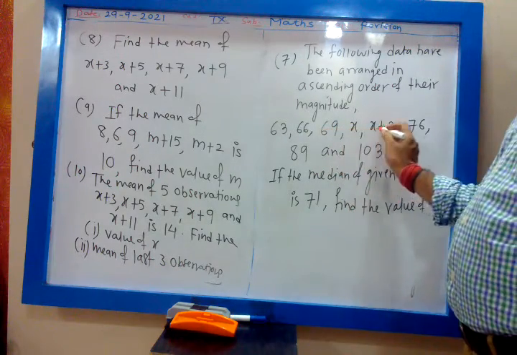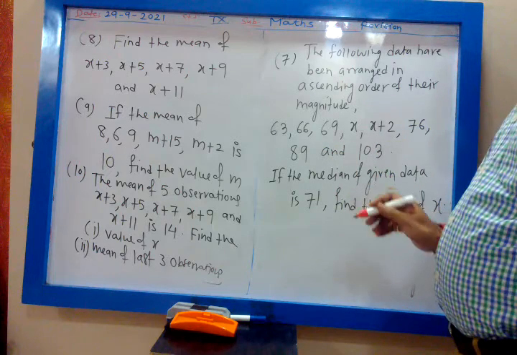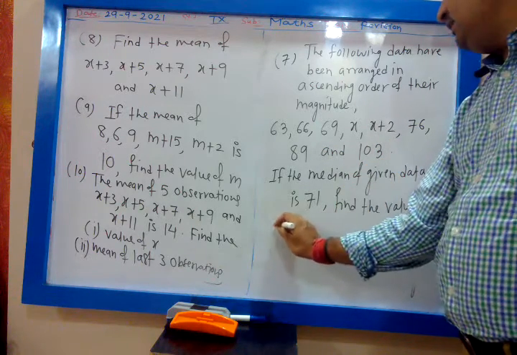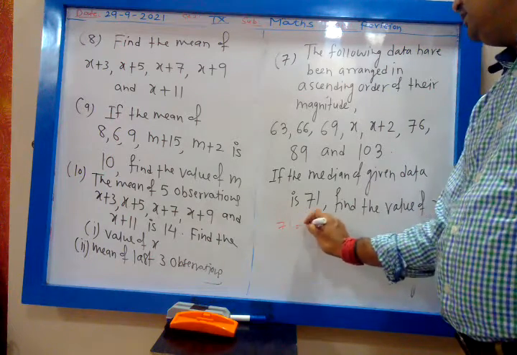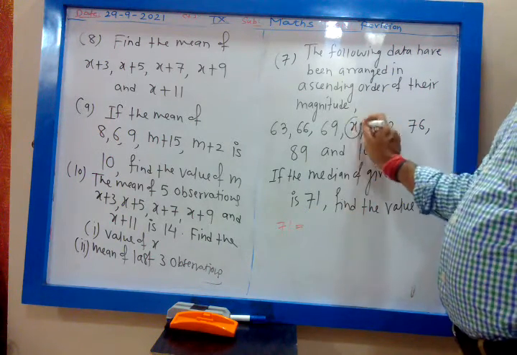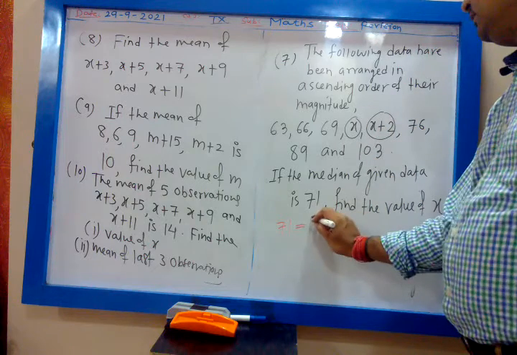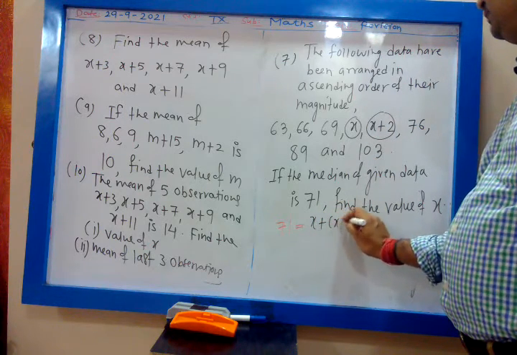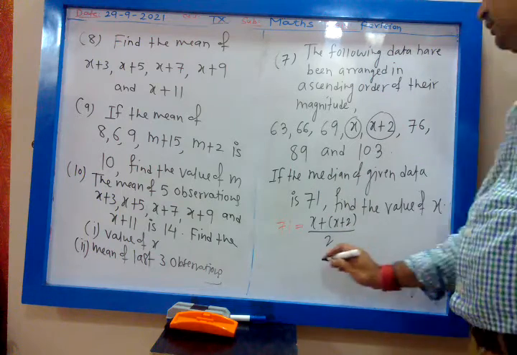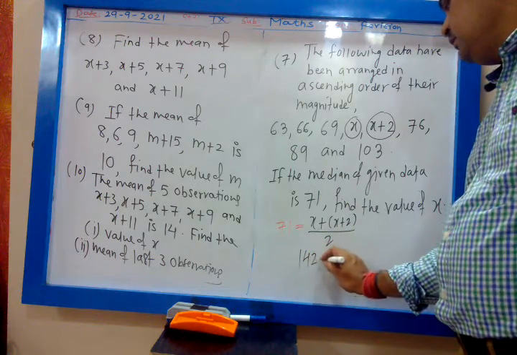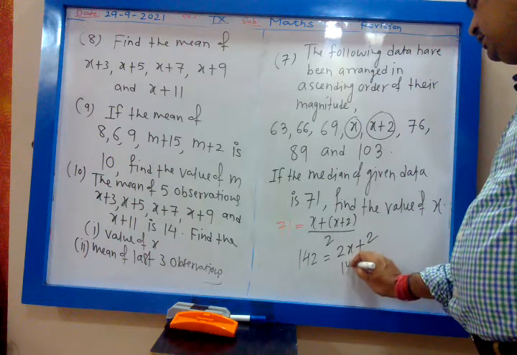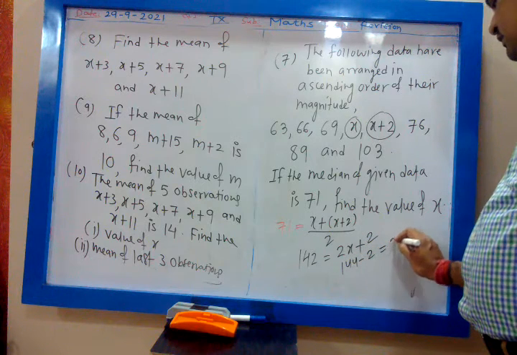1, 2, 3, 4, 5, 6, 7, 8. Okay, 8. So median is given 71. 71 is equal to the 4th and 5th observations, x and x plus 2, divided by 2. So 71 into 2 is 142. 142 is equal to 2x plus 2. So 142 minus 2 is 2x.